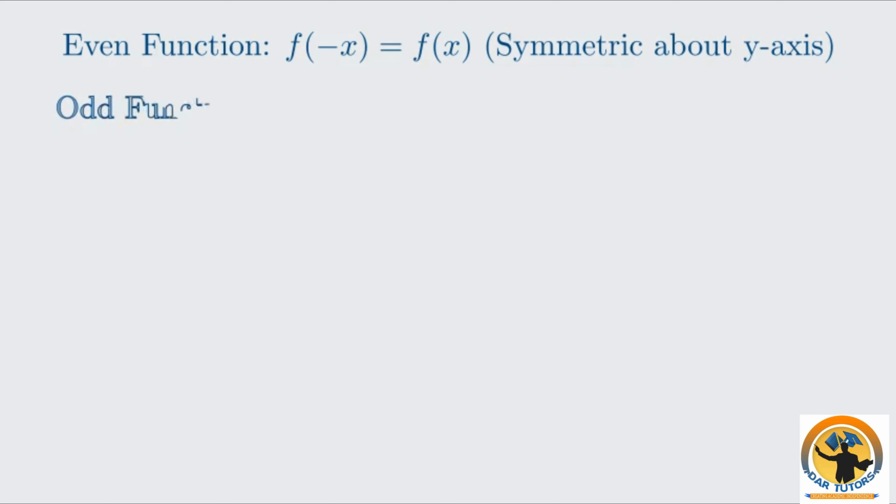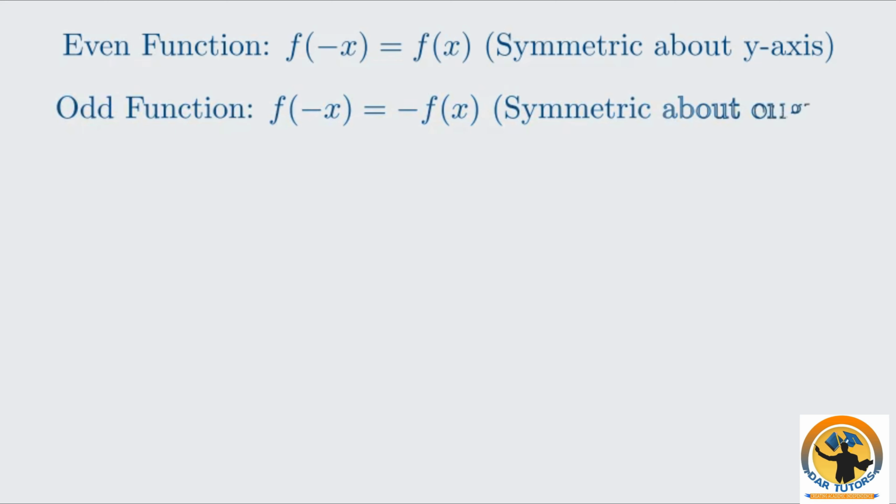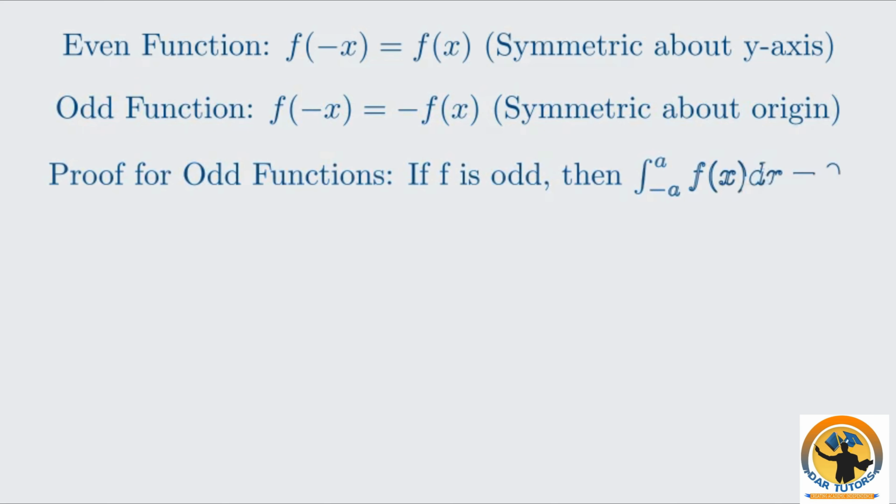An odd function is symmetric about the origin, meaning f of negative x equals negative f of x. Let's prove a property for odd functions. We want to prove that if f is an odd function, the integral from negative a to a is 0.